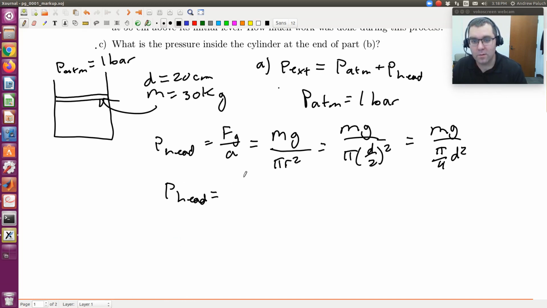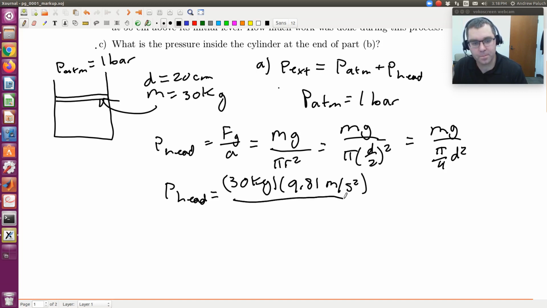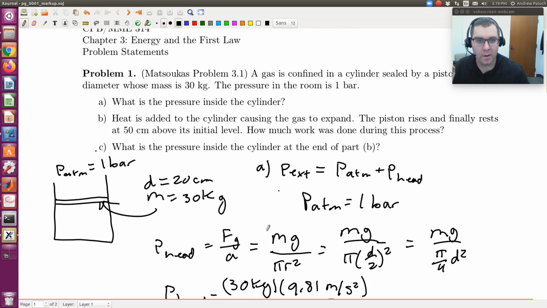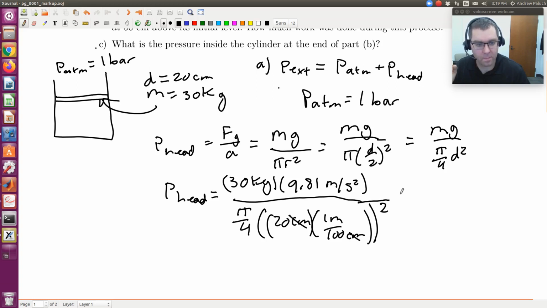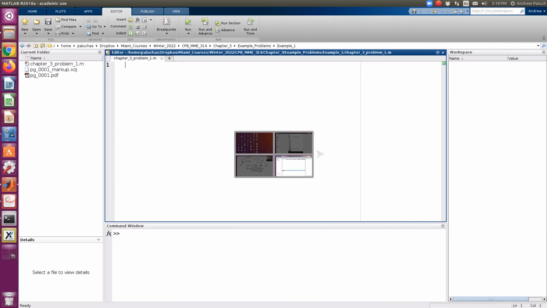So for my pressure head, we have a 30 kilogram head. Acceleration due to gravity is 9.81 meters per second squared. Then in the denominator, I have pi over 4. And for my diameter, we have 20 centimeters. Let me write a larger parenthesis here. My diameter is 20 centimeters, and 1 meter is 100 centimeters, so centimeters cancels, and then that quantity squared. All right, so let's do it.